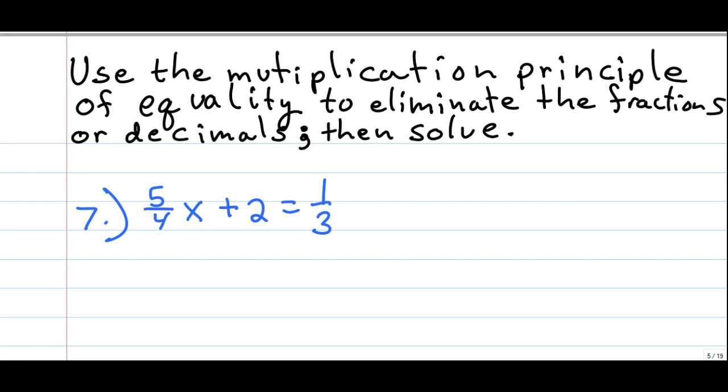solve. If the equation contains fractions, we multiply both sides by a number that will clear all of the denominators. We could multiply both sides by any multiple of the denominators. However, using the lowest common denominator or least common denominator results in the simplest equation.